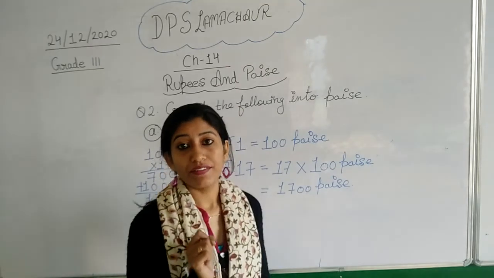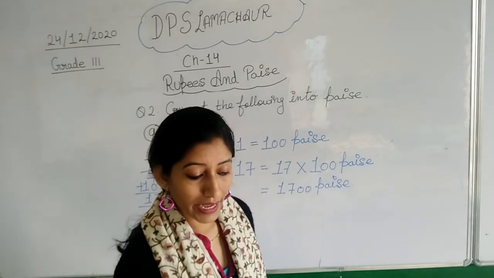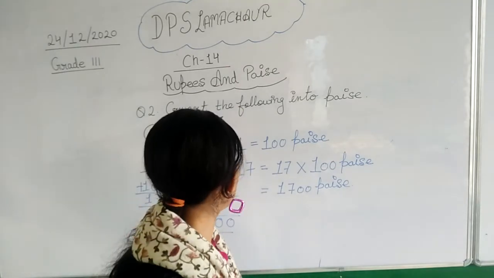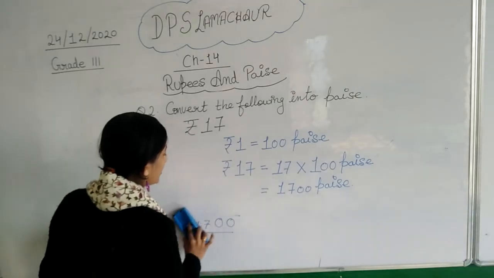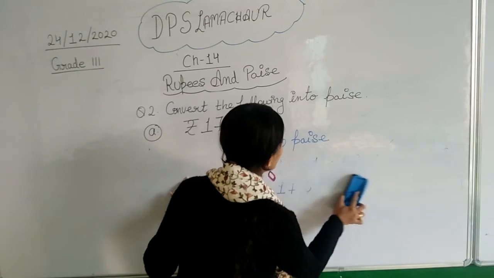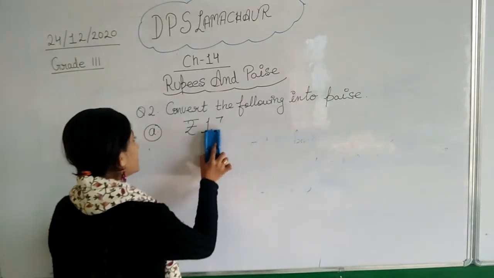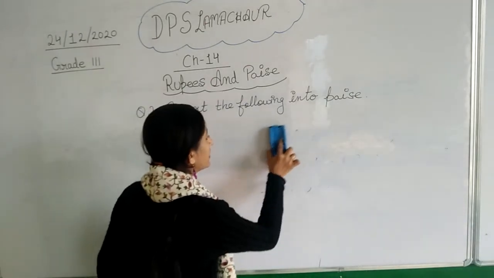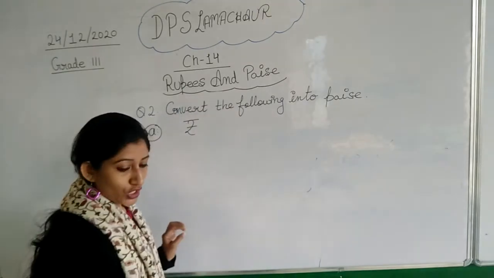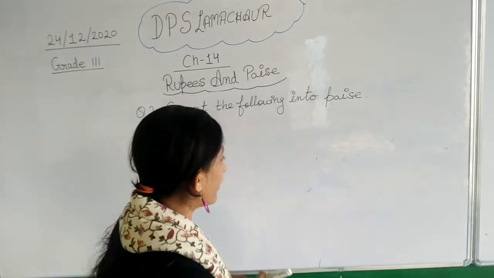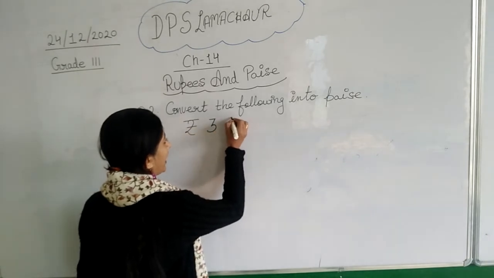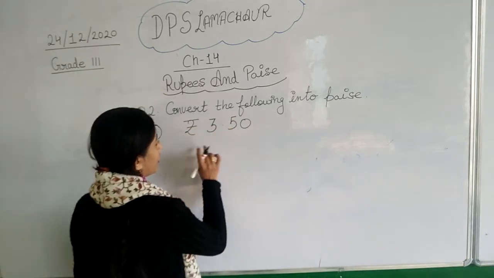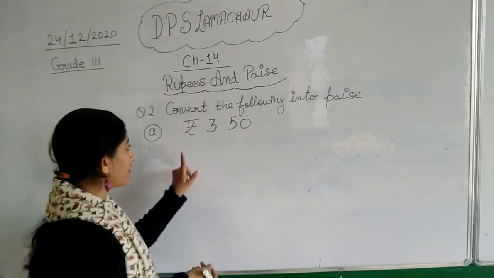Acha. This we have done. Suppose it is given like this. Suppose you have to convert. Let's try one more. It is a little different. So kindly focus here carefully. Suppose it is given rupees 3 and 50 paise. Suppose it is given rupees 3 and like this, 350.